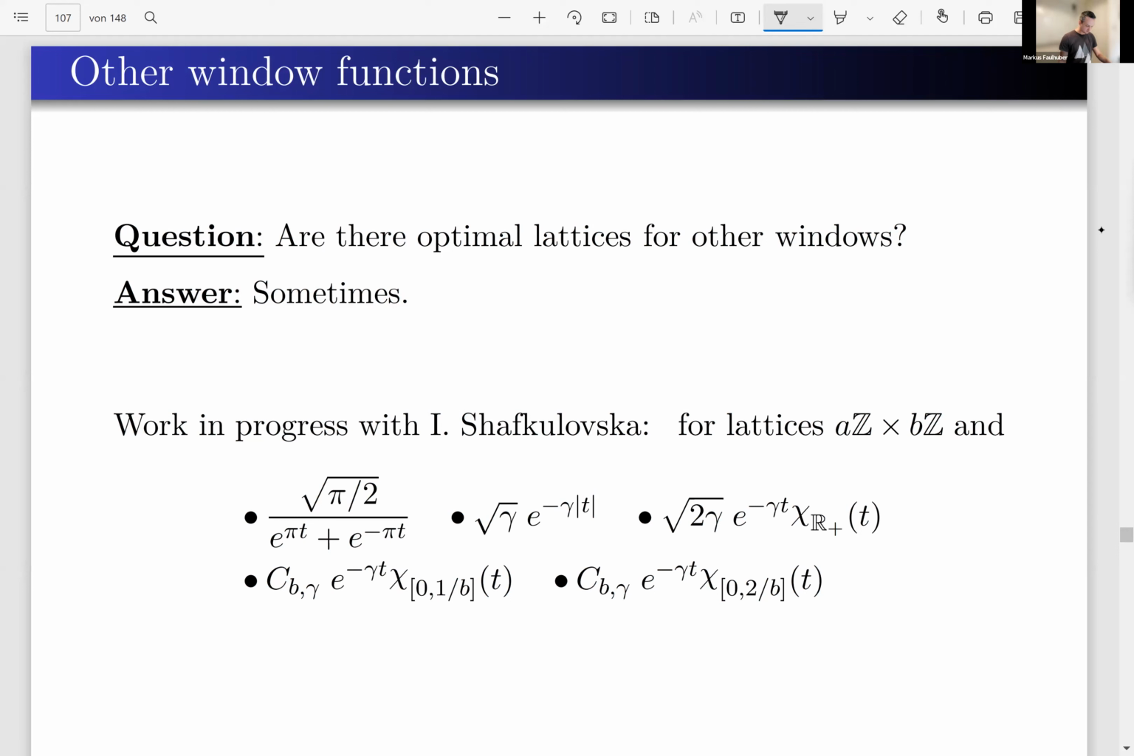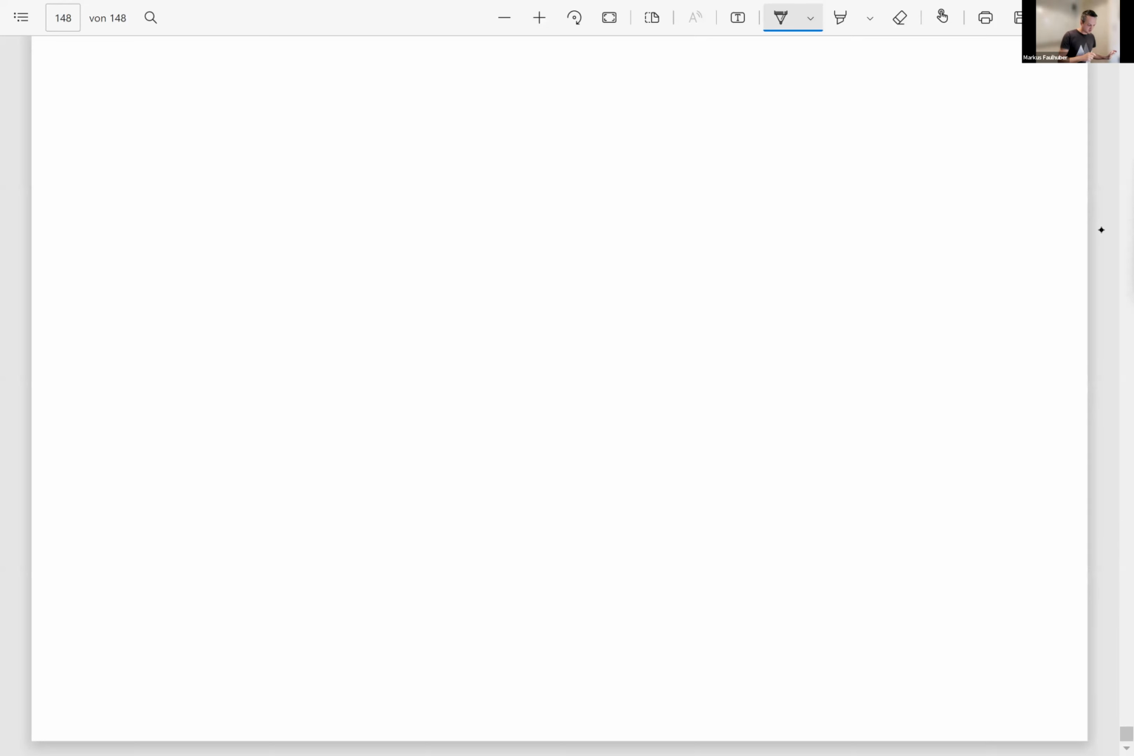And so we took several different windows, mainly with exponential decay. And it turned out sometimes there is an optimal window, sometimes an optimal lattice, sometimes there is none. And sometimes the lattices for optimal lower and upper frame bound and condition number are different. Okay, and this is where I will end now.